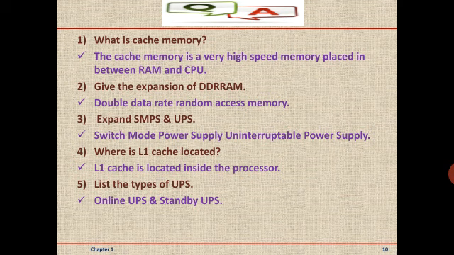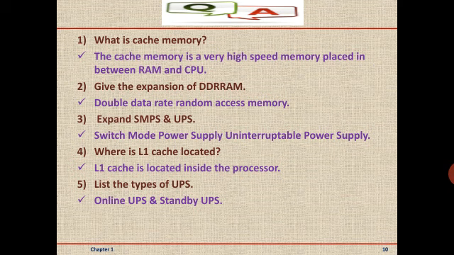In today's class, we came across different types of RAM and many expansions we learned. So, all these expansions will be asked for 1 mark. Next question is, where is L1 cache located? L1 cache is located inside the processor. There are two types of cache memory, L1 cache and L2 cache. L1 is located inside the processor and L2 is located outside the processor.